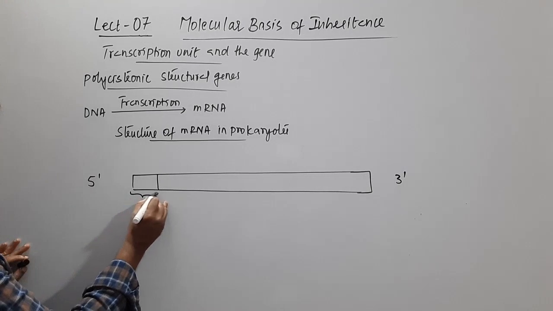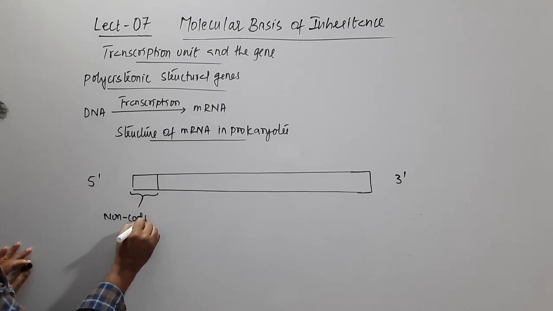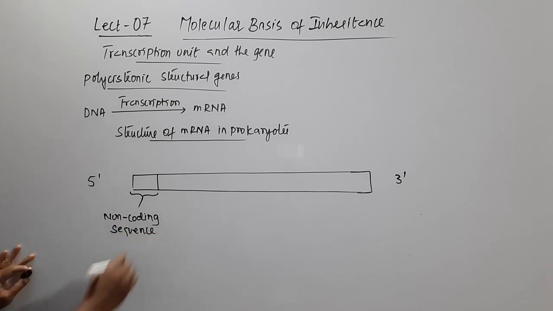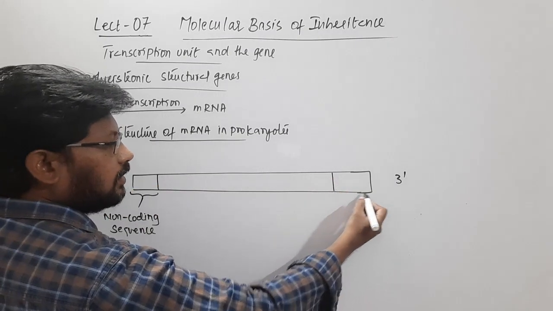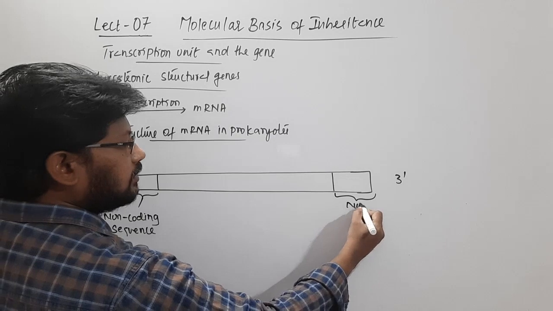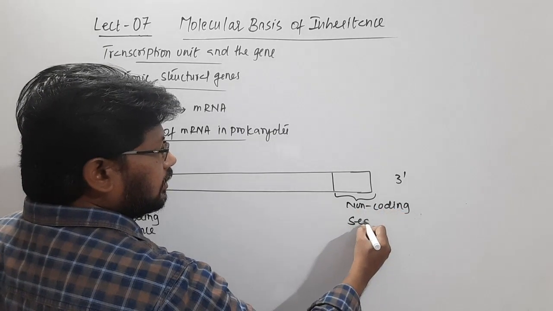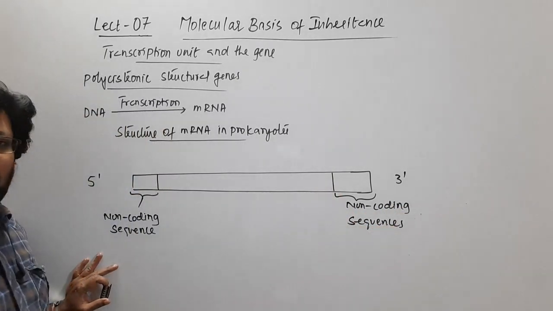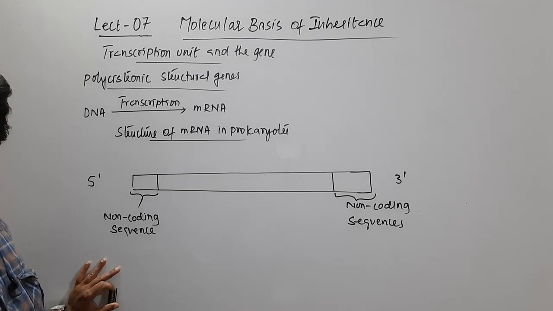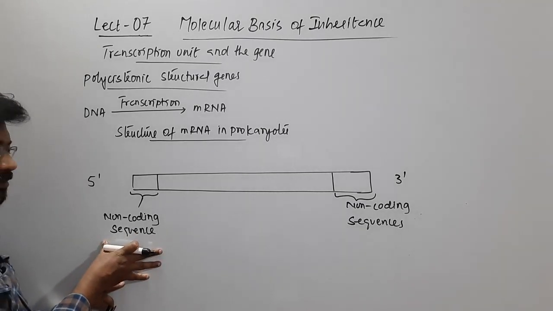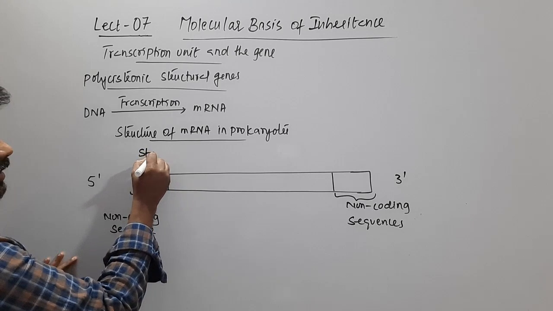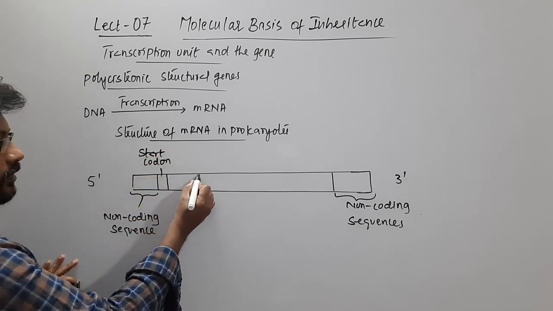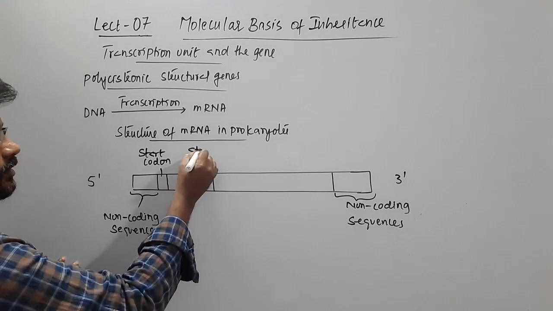So this region is a non-coding sequence on the 5' end, and similarly you will also see on the 3' end some non-coding sequences. It means that these sequences will not be used in synthesis of polypeptide chain. So hence I call them non-coding sequences. And then after that we see a start codon, right? And then the next stop codon.